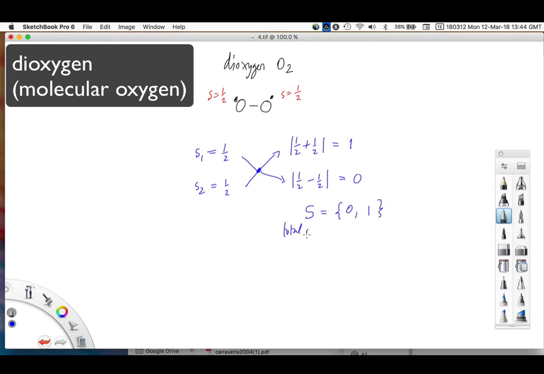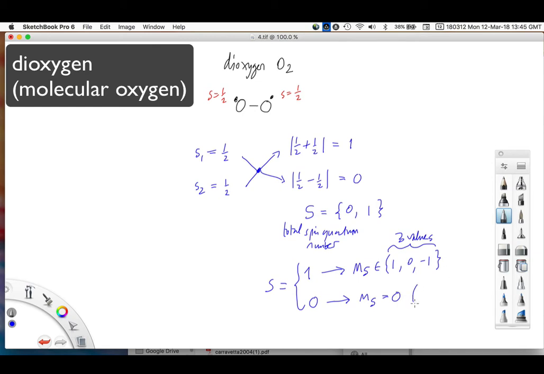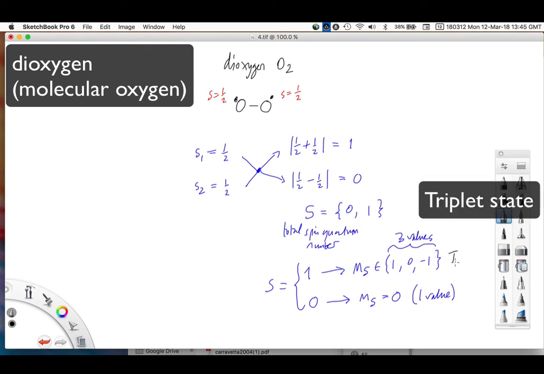We saw before that whenever we have an angular momentum quantum number, S for example, then we have 2S plus 1 values of the magnetic quantum number. So for example, for the state S is 1, then we have ms taking values from 1 down to -1 in steps of 1. So that's 3 values. Similarly, if we have big S is 0, then ms can only take the value 0. So that's only one possible value. The S equals 1 state, since there are 3 values of ms, is called a triplet state. While the S is 0 state, which only has one possible value of ms, is called a singlet state.